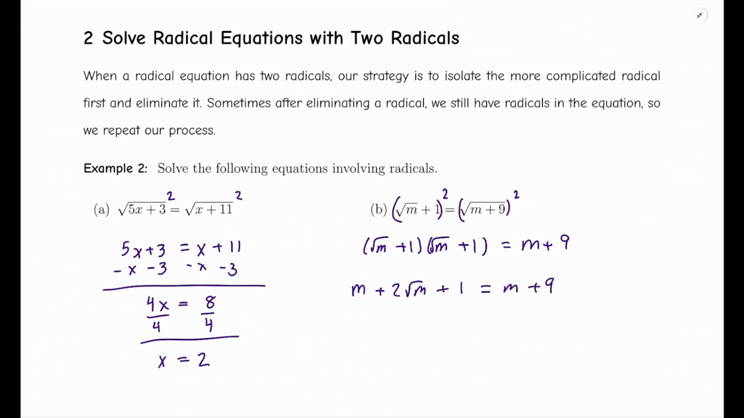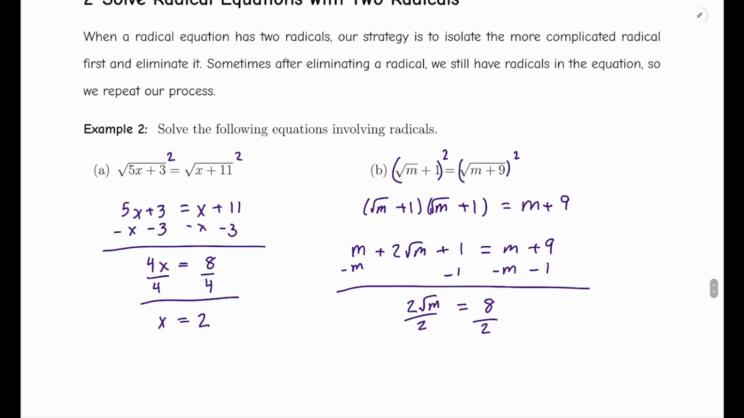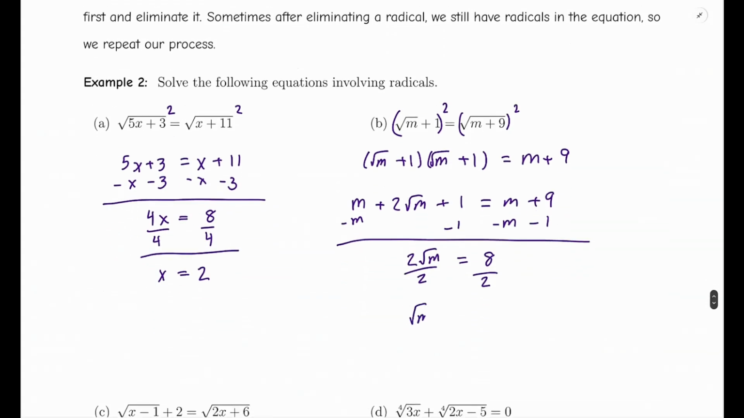Now there is still a radical, so I want to get it by itself, so I'm going to subtract m from both sides, subtract 1 from both sides. We get 2 square root of m is equal to 8. Divide by 2, divide by 2. Square root of m is equal to 4. And now the radical is by itself again, so I'm going to square both sides. And we get m is equal to 16. Now, as a reminder, you want to check this answer, but it does work. 16 is our solution.